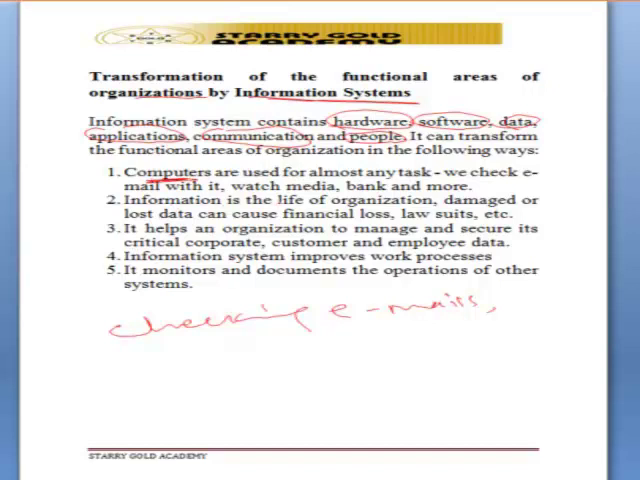Then number 2, information is the life of an organization. In fact, without information, there's nothing the decision maker can do, because the decision maker can only make decisions based on available information. Therefore, damaged or lost data can cause financial loss. It can even cause a lawsuit. So for the fact that information is the life of an organization, this information can easily be generated effectively with the use of computers.